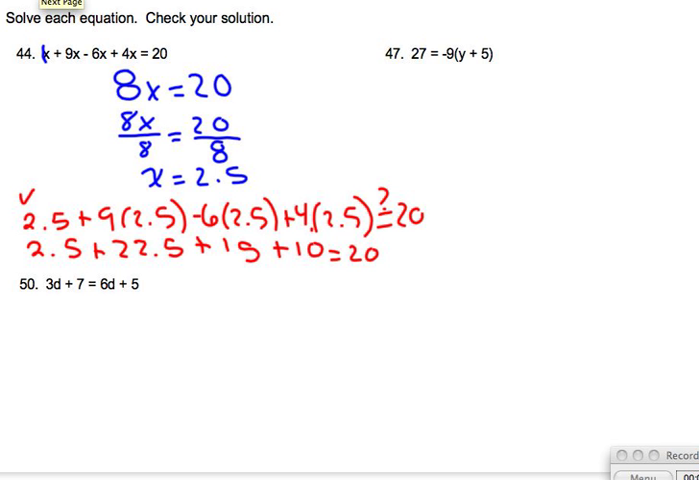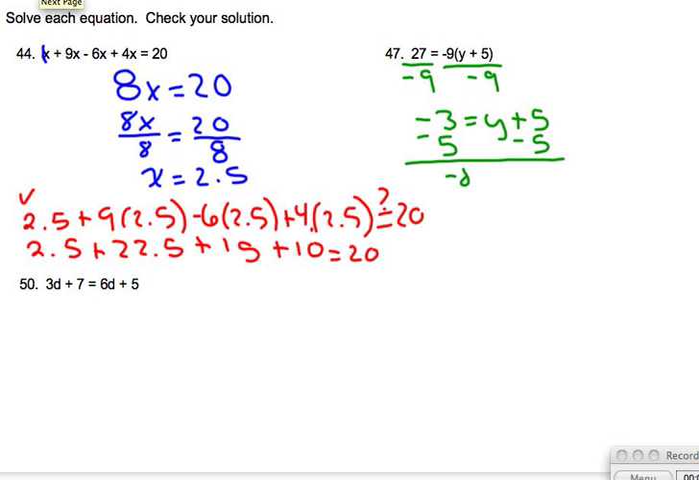Problem number 47, we see some multiplication going on. Our goal in solving equations is always to isolate the variable, so we're going to divide both sides by that negative 9. So when I divide both sides by negative 9, I get a negative 3 is equal to y plus 5. Still need to isolate the variable, so I'm going to move the 5 over by subtracting it. So I get a negative 8 is equal to y.